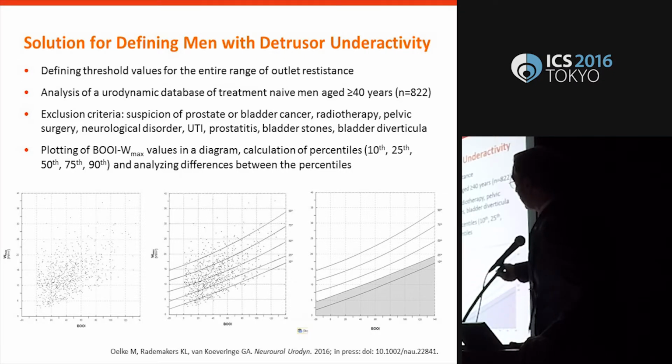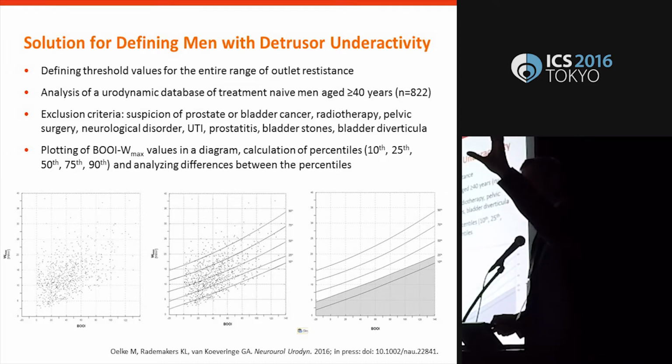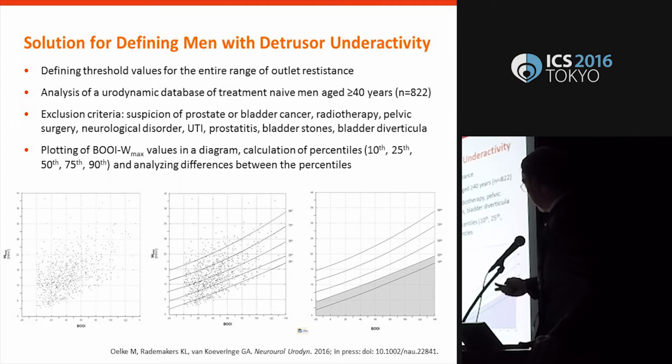Then, first we plotted each patient with Wmax according to BOI. So we took BOI together with Wmax and plotted all these 822 patients here in this plot.